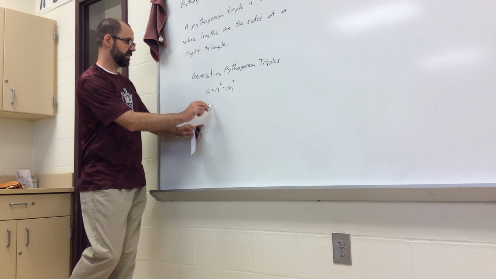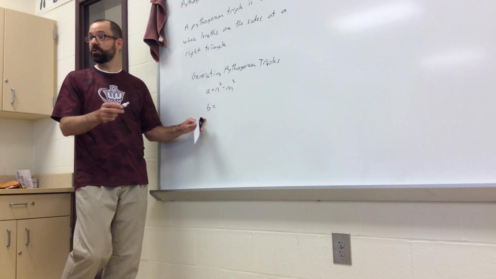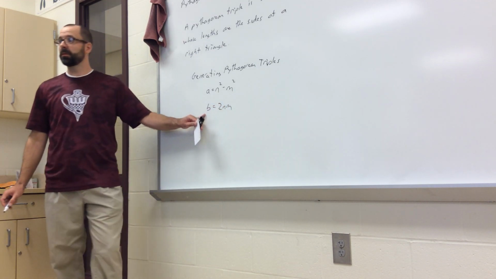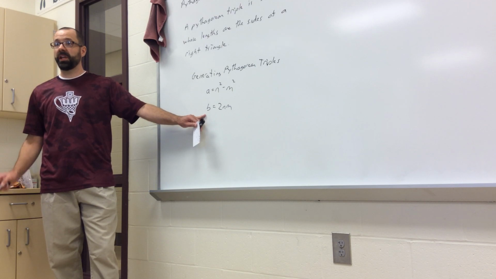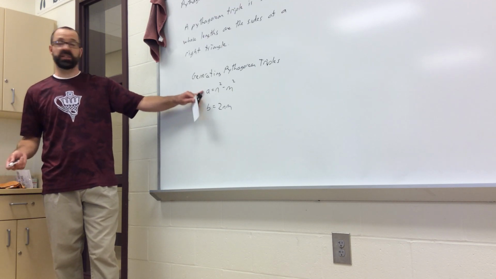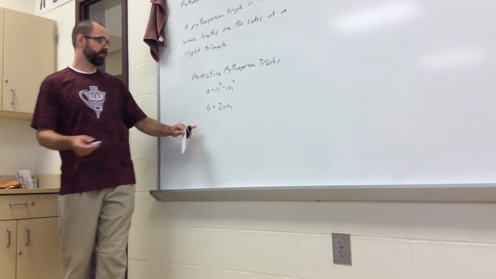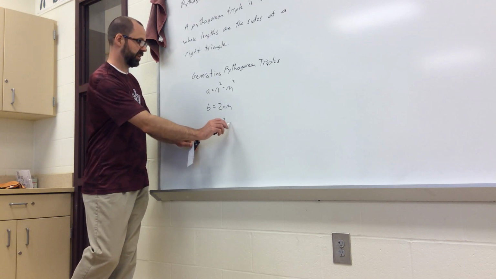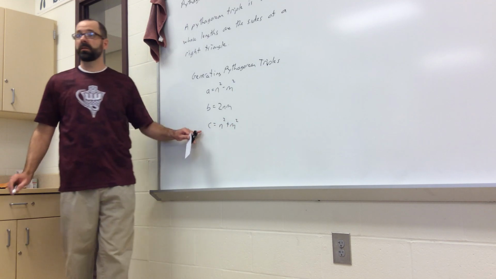And then for b, you take 2 times n times m. And you use the same n and the m as you did before. And then to get your third number, you take n squared plus m squared.